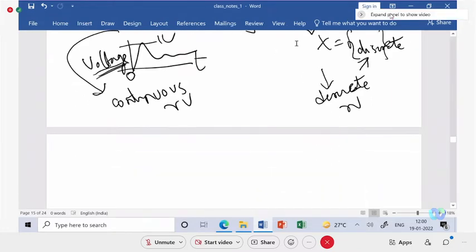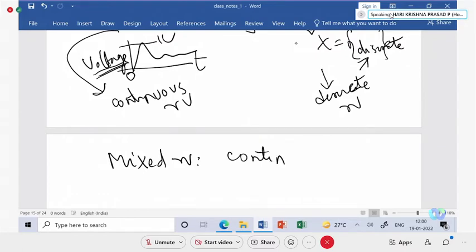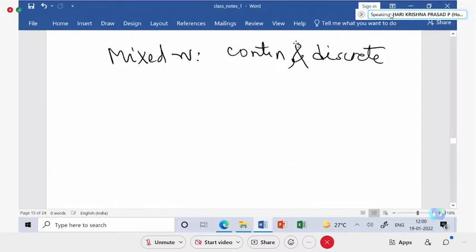There is another nature of random variable where the random variable takes sometimes continuous values, sometimes discrete values. That is referred to as mixed random variable. If we discuss in detail continuous random variable and discrete random variable, the combination of these two is our mixed random variable. So our concentration will be on continuous random variables and discrete random variables.